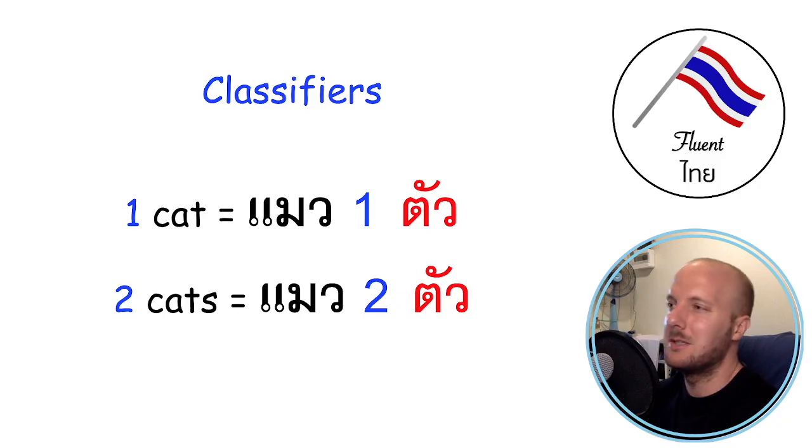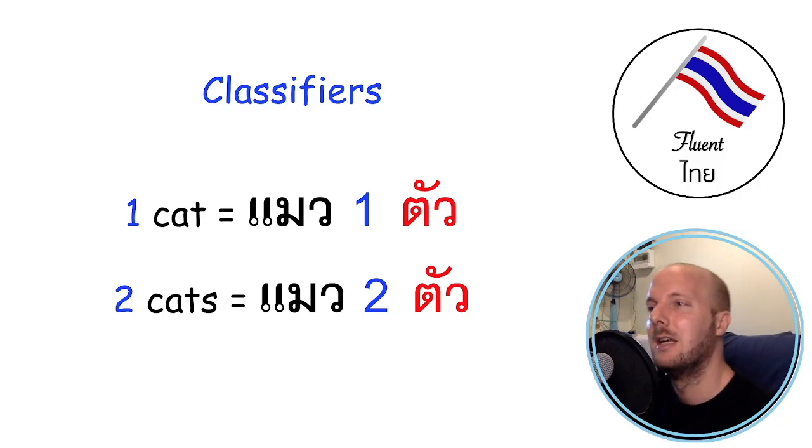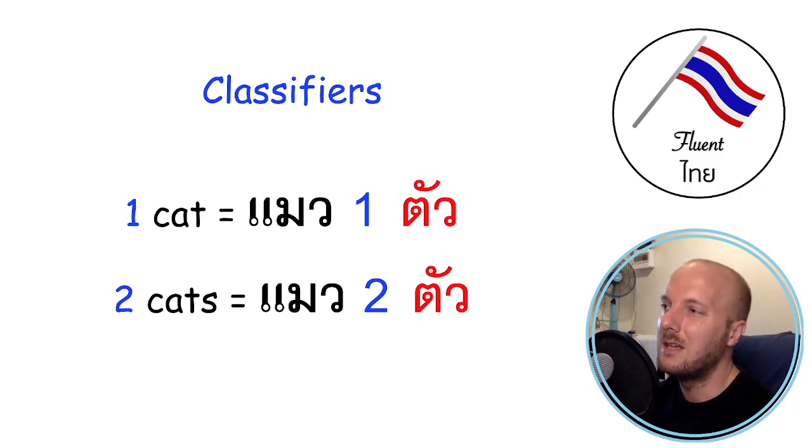So in English, there's no real way of saying this. An article is kind of how we say it, but we just say the number and then the noun, right? So one cat. But in Thai, they're saying cat, one body, or classifier.